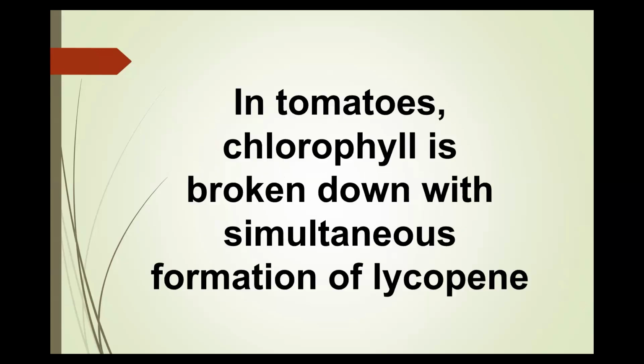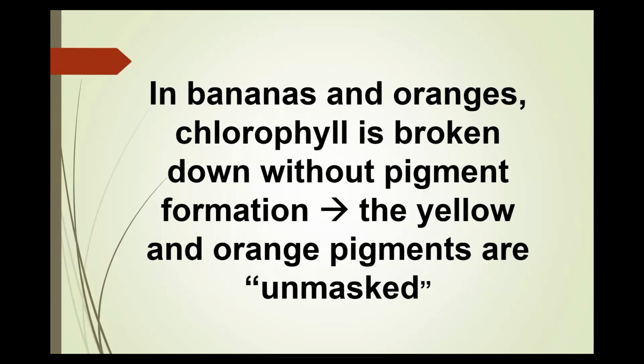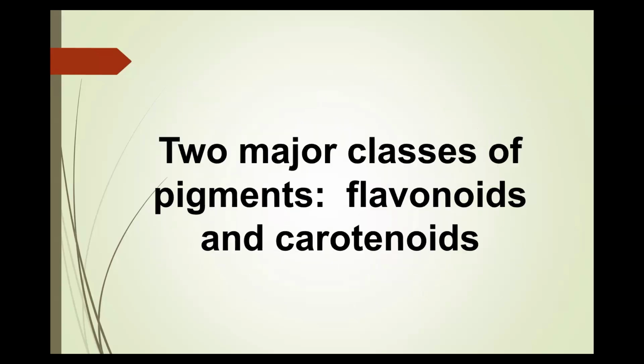Pigments. In tomatoes, chlorophyll is broken down while lycopene is simultaneously being synthesized. In bananas and oranges, chlorophyll is broken down without appreciable pigment formation. Instead, the yellow and orange pigments are unmasked. They are present and are hidden until the green chlorophyll breaks down. There are two major classes of pigments, the flavonoids and the carotenoids.